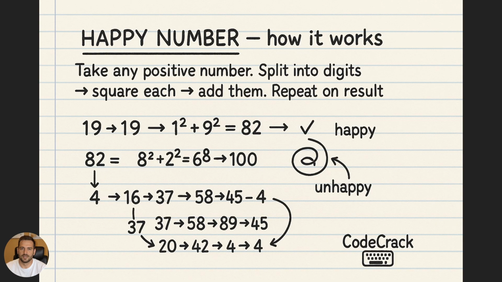Happy Number is a classic logic problem. First, let's break it down in plain English. You take any positive number. You split it into digits, square each digit, and add them up. Then you repeat that process on the new number. If you eventually reach 1, the number is happy. If you start repeating numbers and never hit 1, it's unhappy.